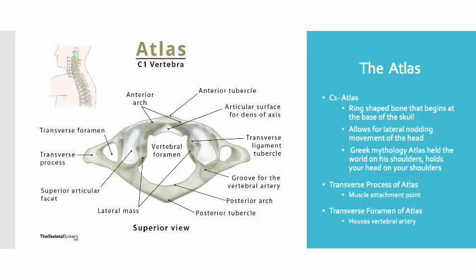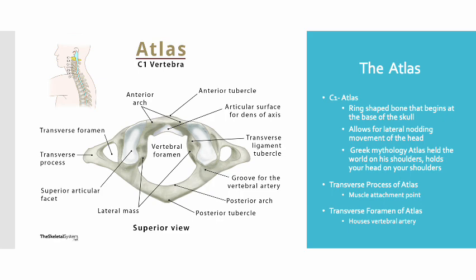So all of our vertebrae are named based on location and numbers: C1, C2, T1, T2, except for our first two cervical vertebrae. They have their own name. They're very special. So our C1 vertebrae is our atlas.